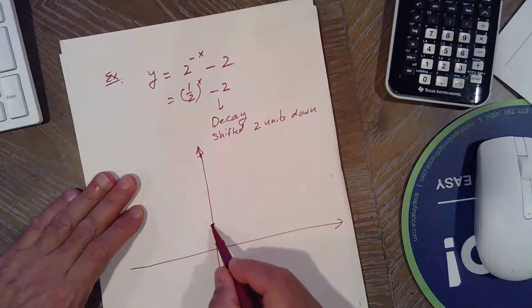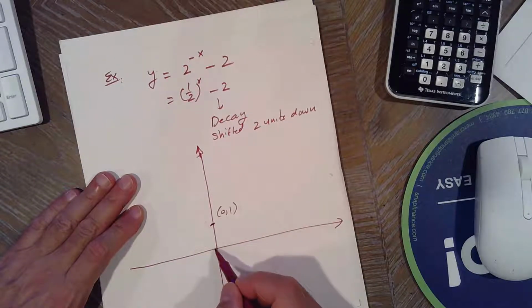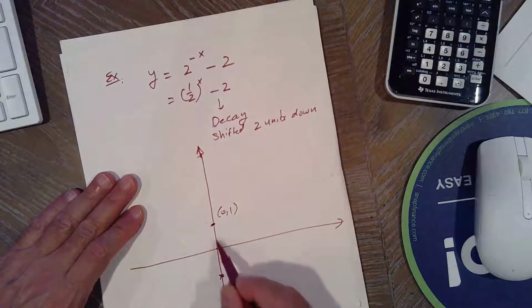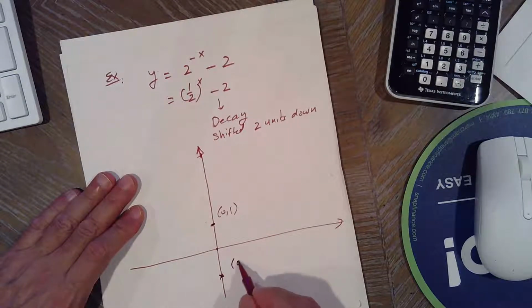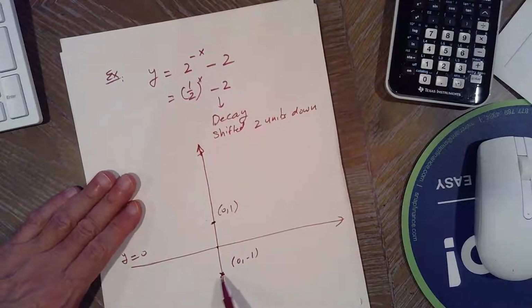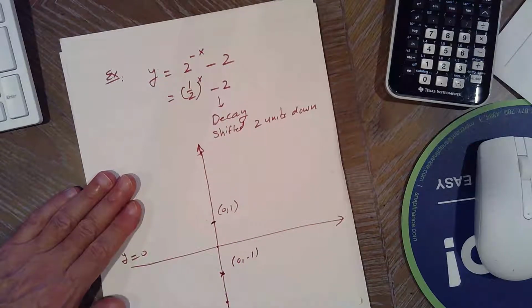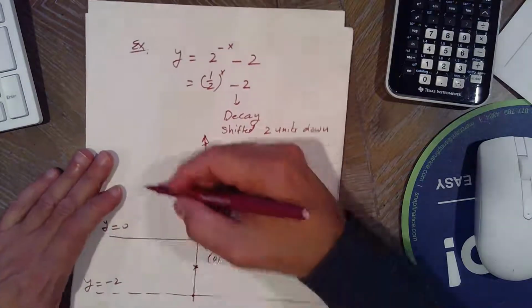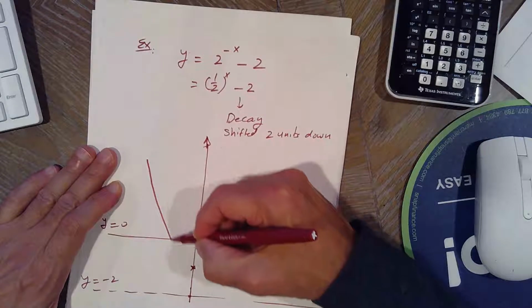So starting with the intercept, instead of 0, 1, it's shifted down 2 units, so it's at 0, negative 1. The x-axis, which is the asymptote, y equals 0, you shift it 2 units down. So it's going to be y equals negative 2, and then copy and paste. And it's the decreasing one.